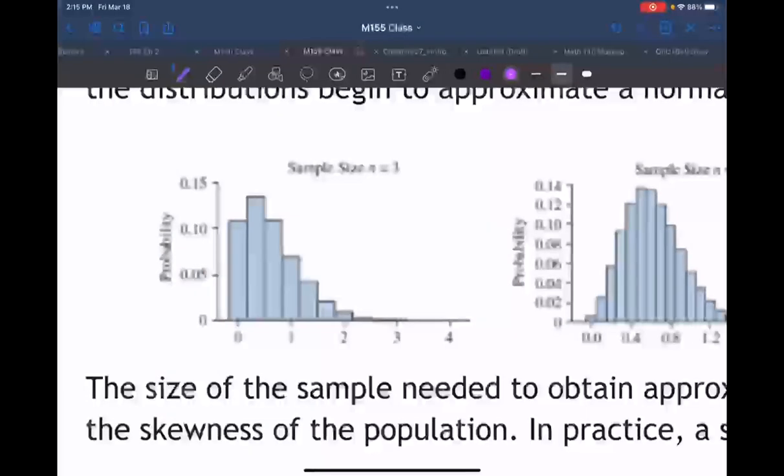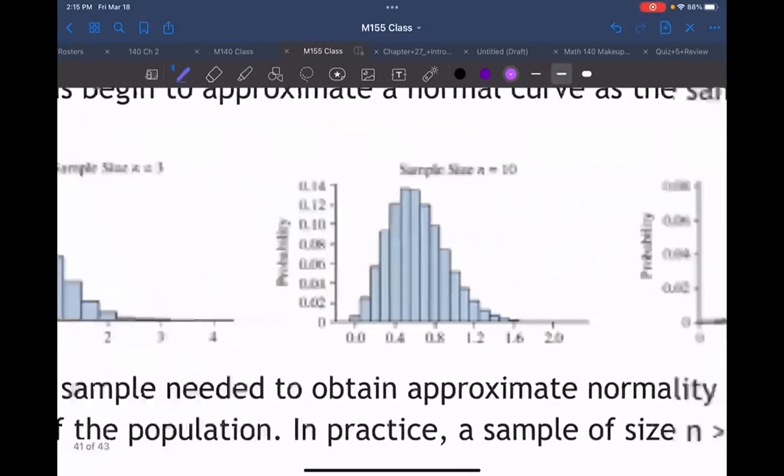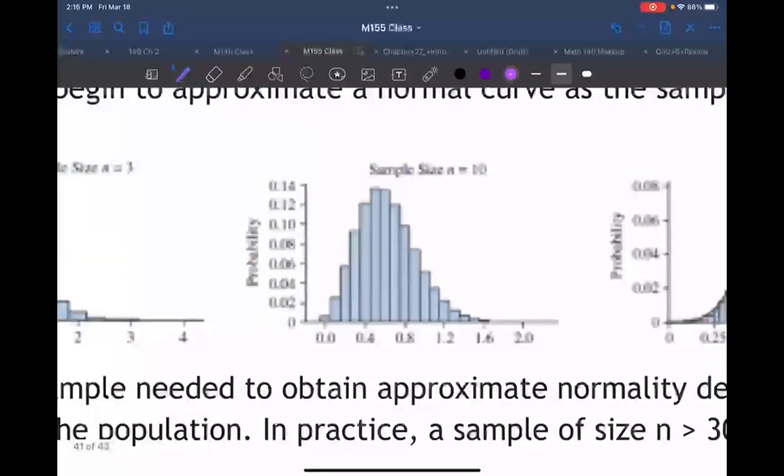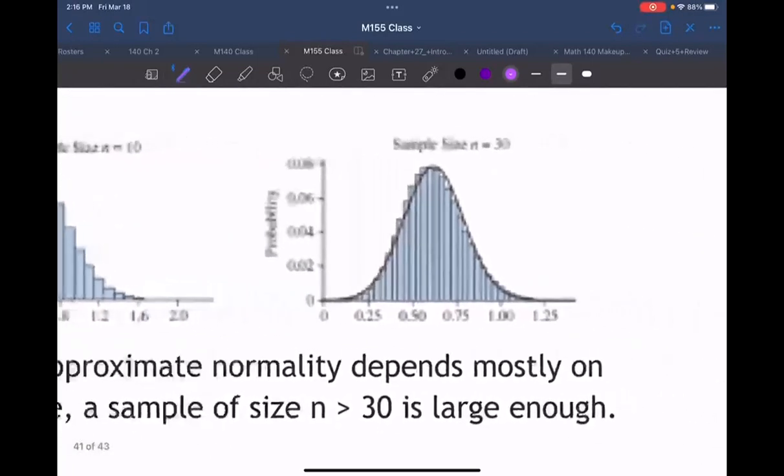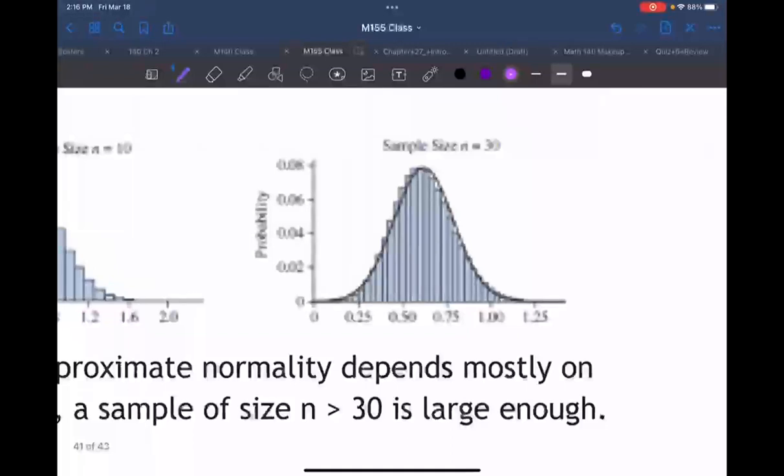Here we have a sample size of n equals 3. This histogram over here is the distribution of the means for the sampling distribution. Well, this one doesn't look very normal to me, right? If we increase our sample size to 10, our distribution is looking a little bit more normal. And once we increase our sample size to about 30, we're getting something that looks very obviously like a bell curve or a normal distribution, right?